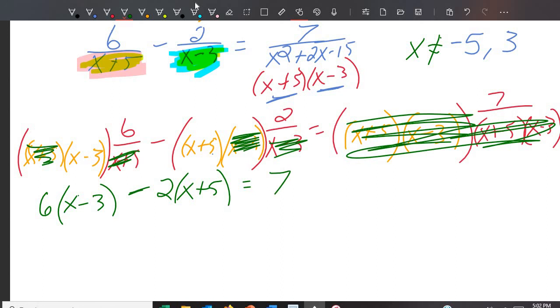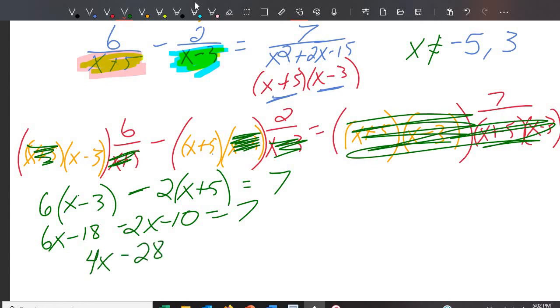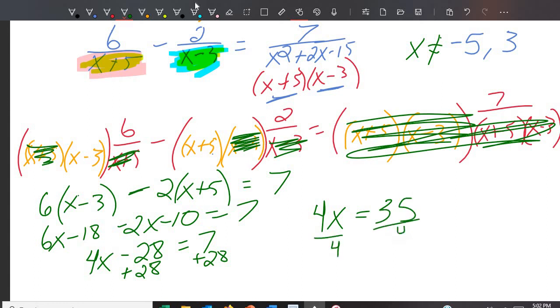Now we're just going to do the distributive property, add like terms, and solve for X. We're going to get 6X minus 18 minus 2X minus 10 equals 7. On the left side, I can combine like terms. We'll get 4X minus 28 equals 7. I'm going to add 28 to both sides. We're going to get 4X on the left, 35 on the right. Then we divide by 4. So X turns out to be 35 fourths. That's all I can do. That's my answer.